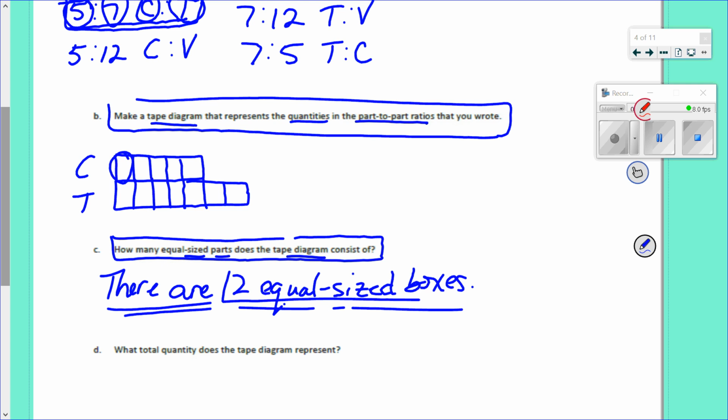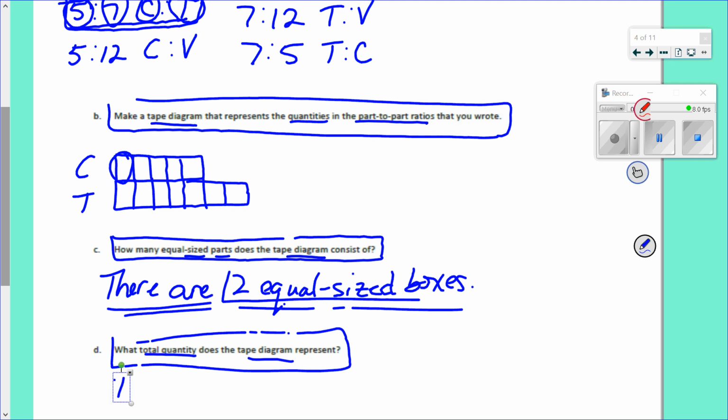Yes. Good. So what total quantity does the tape diagram represent? We kind of used that when we talked about the part to whole ratios and had to figure out what the label was for the wholes, right? What did we call it? Zachary, sorry. What did we call it when we put them all together? Vehicles, right? So what total quantity? The quantity is the total vehicles.